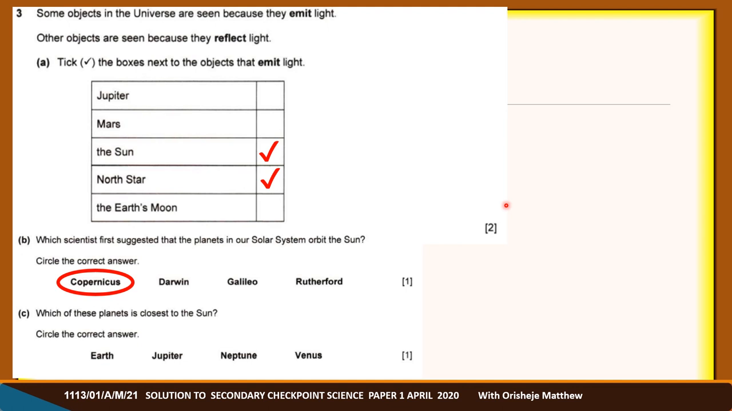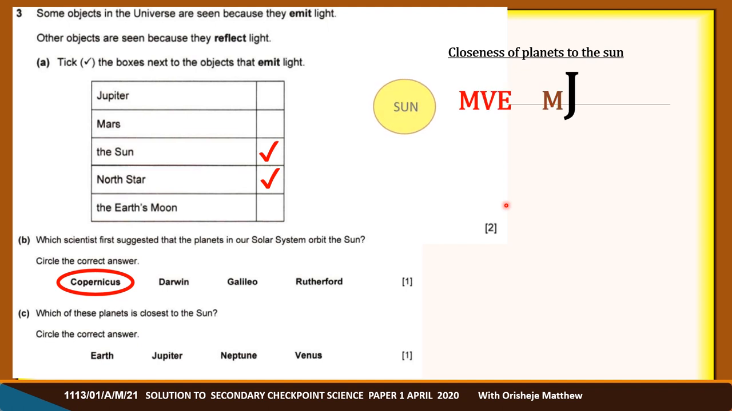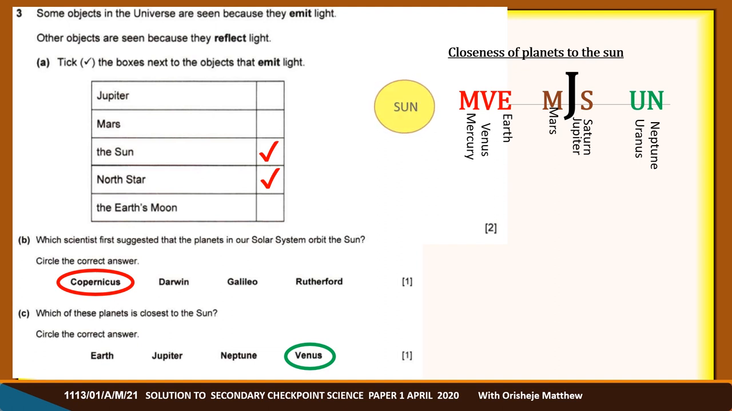Which of these planets is closest to the sun? My very elegant mother just served us noodles. So you have Mercury, Venus, Earth, Mars, Jupiter, Saturn, Uranus, and Neptune. So you can use this mnemonic to remember it. My very excited mother just served us noodles. Which planet is the closest to the sun? From the list given to us, it is Venus.